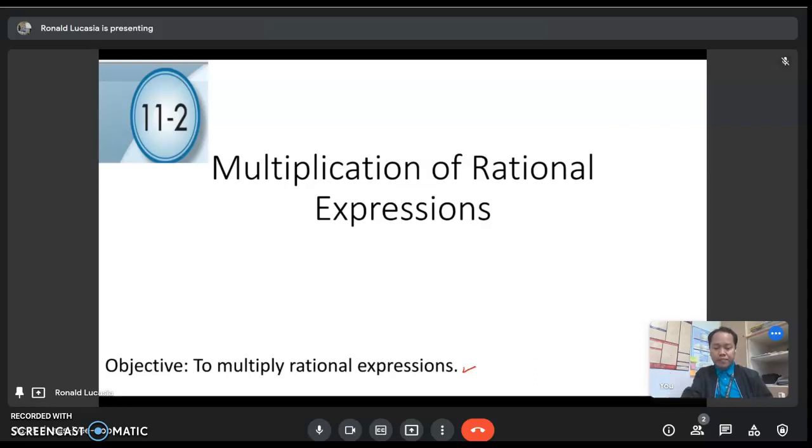Good morning, everyone. Today's lesson is multiplication of rational expressions. And at the end of the lesson, you must be able to multiply rational expressions.